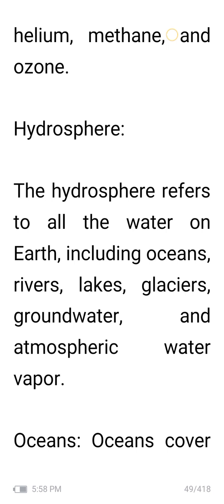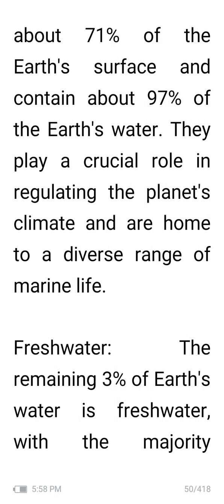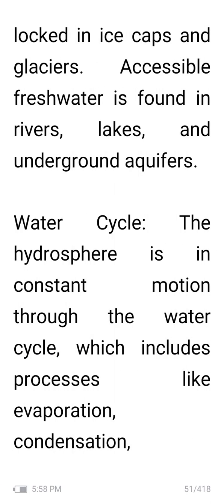The hydrosphere refers to all the water on Earth, including oceans, rivers, lakes, glaciers, groundwater, and atmospheric water vapor. Then oceans cover about 71% of Earth's surface and contain about 97% of Earth's water. They play a critical role in regulating the planet's climate and are home to a diverse range of marine life. Then freshwater, the remaining 3% of Earth's water is freshwater, with the majority locked in ice caps and glaciers. So accessible freshwater is found in rivers, lakes, and underground aquifers.